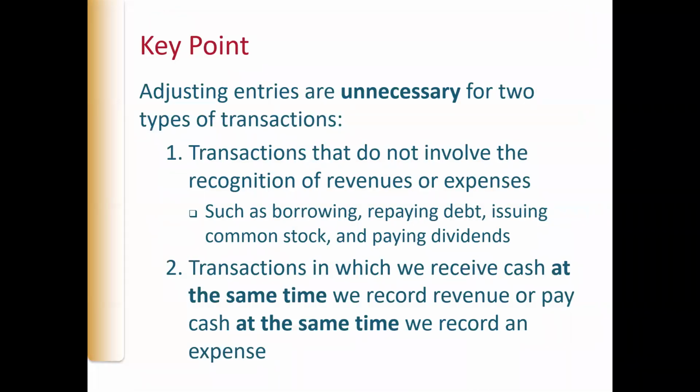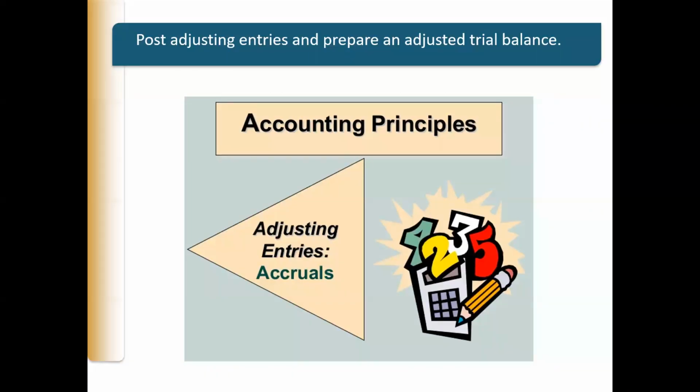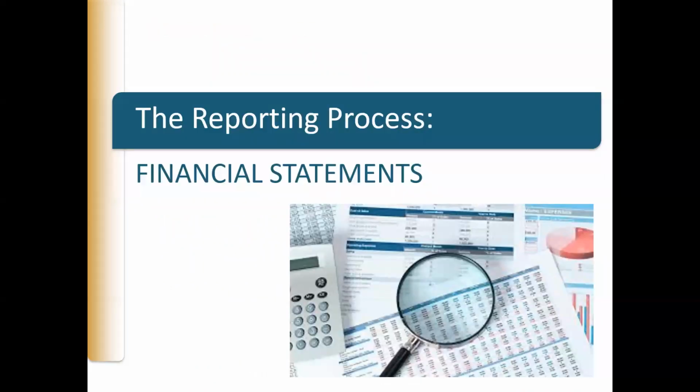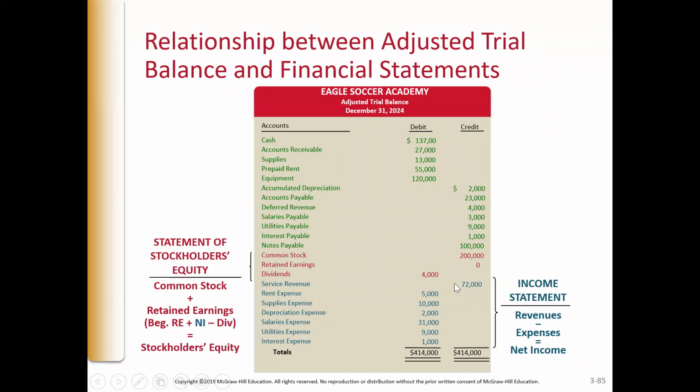Okay, so after we create all of these journal entries, we then will prepare what we call an adjusted trial balance. This adjusted trial balance is what we will use to prepare our financial statements. We will use our revenues and expenses to show our net income. The first statement we do is our income statement. Then we will create the second portion, the statement of stockholders' equity. We'll use our common stock, retained earnings, dividends, and the net income from the income statement to create our statement of stockholders' equity. Then lastly, we create our balance sheet.